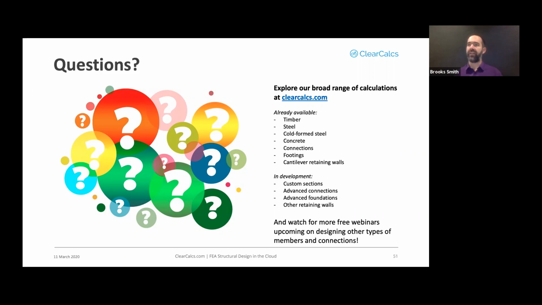So are the AS1684 table supplements still valid for quick design checks? AS1684.1, no. You should just be using AS1720.3. 1720.3 does have similar table supplements for quick design checks. I'm not sure exactly what the questioner here is referring to, which tables, but I think the ones you're referring to are in 1720.3, and those are the ones that you should be using for your quick design checks.